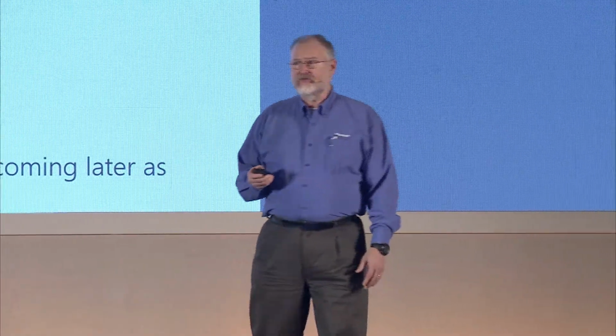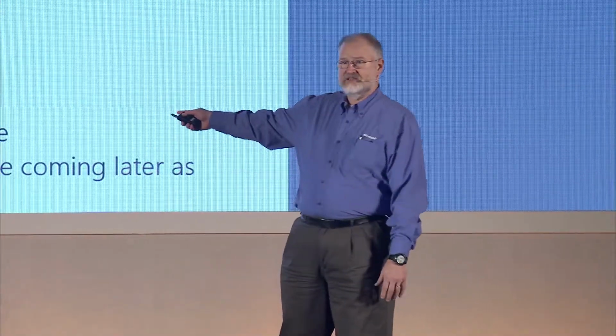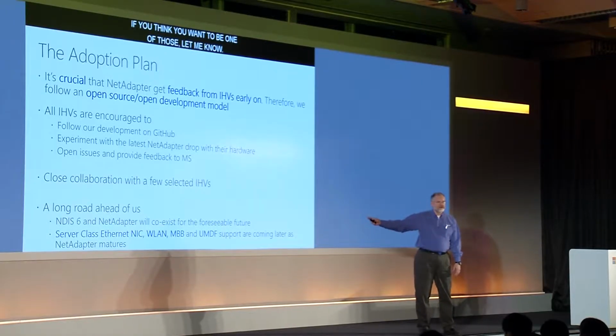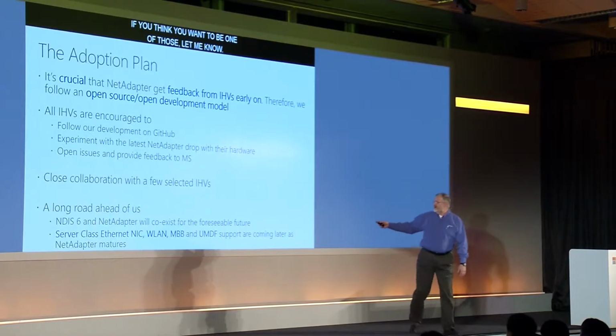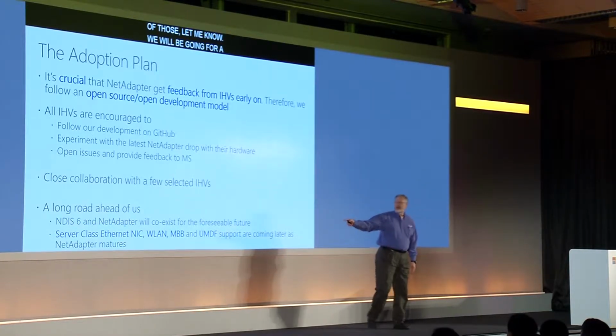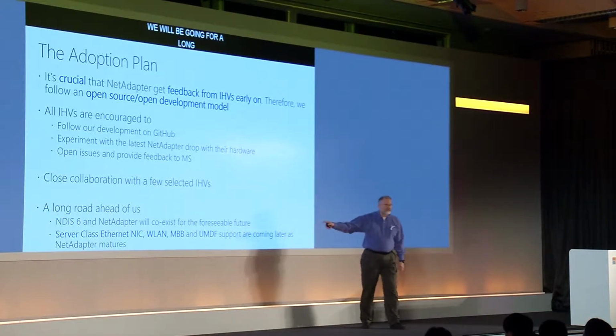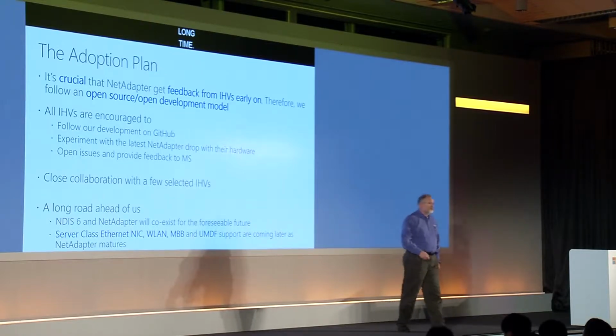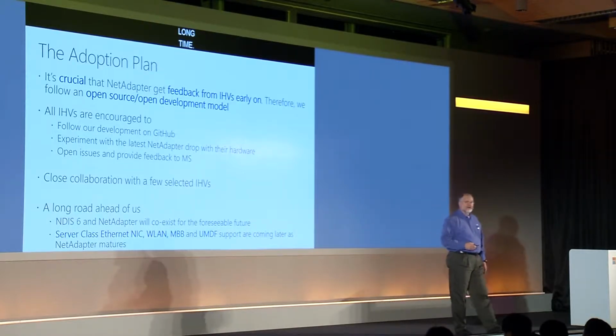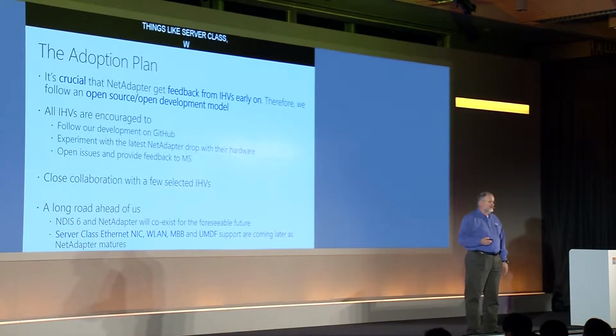And we're going to be going for a long time. NDIS 6 is going to still continue while NetAdapter continues to mature. And things like server-class Ethernet NICs, WLAN, mobile broadband, and user mode are all going to be coming later on. They're not there yet.